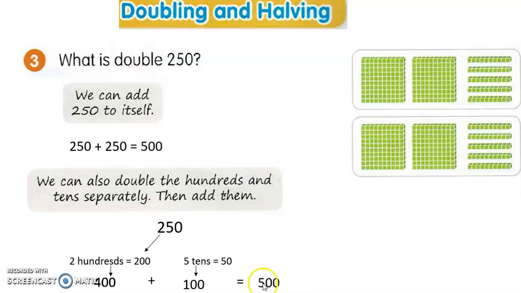Does this give us the same answer? Yes, it does, because here it is 500 and the answer here is 500. They are the same. At the last, we got the double of 250 is 500. So you can choose any way to obtain the double.